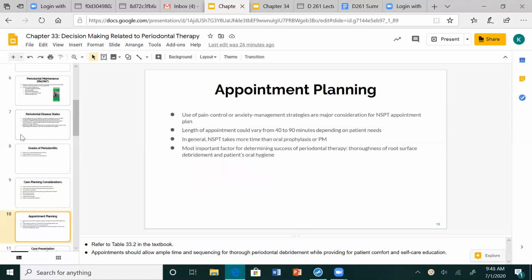Okay, appointment planning, and you guys are getting a lot of good practice at this because our patients have to come back for a lot of different appointments. Typically in private practice, the length of the appointment is going to range from about 40 to 90 minutes, depending on the patient needs. So if I'm going to use the laser, I know that takes me an extra 15 minutes because I've got to set it up and put it away. So just depending on that, I plan for my time. Some offices are going to have a set time for scaling and root planing, but ultimately, just be in good communication with your doctor and let them know how much time you need.